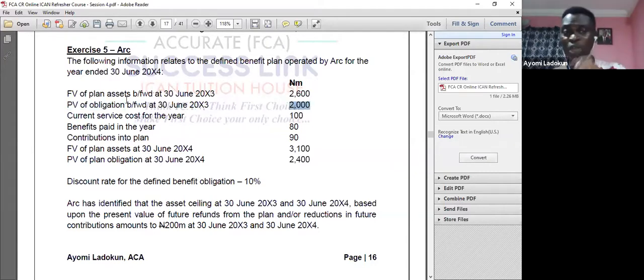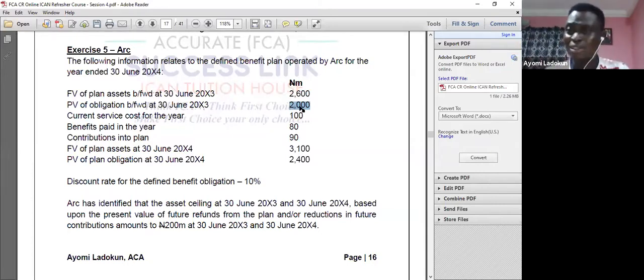So I want to use this question to demonstrate that asset ceiling again. So just looking at this, do you agree with me that the plan asset is higher than the obligation? So what happens? How do I present it? Now I will ask this question: what is the value of future refunds or reduction in future contribution? Because I cannot recognize more than that. So if you look at the difference between 2,600,000 and of course 2 million, that's 600.